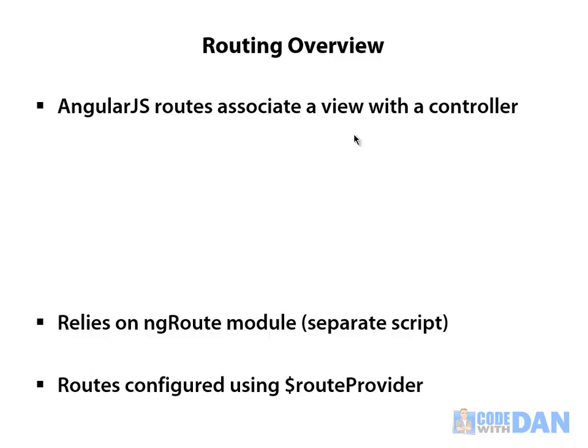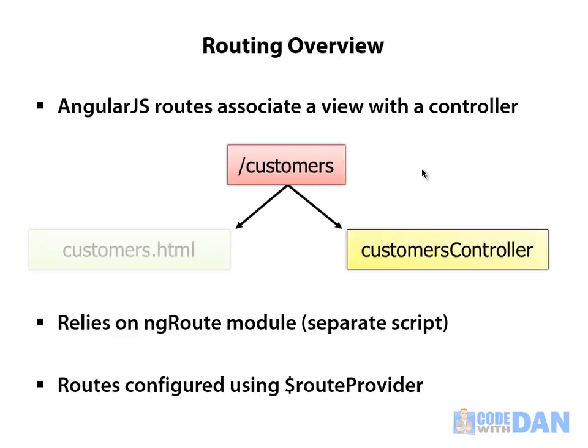Now, AngularJS routes associate a view with a controller. So if we had a route such as /customers, then we might want to load a customers controller, and then the view that would load might be customers.html. So a route really kind of marries or associates a controller with a view. Now, up to this point in the course, you've learned about the ng-controller directive, and that's one way we can hook a controller into a view. But another way we can do it is using routes.